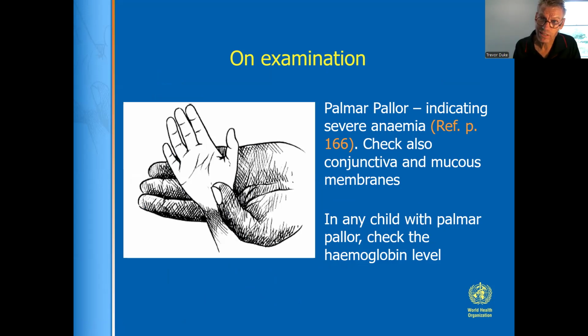And you can check the assessment of anemia on page 166 of the Hospital Care for Children book. You should check in 3 places. Check for palmar pallor, check conjunctival pallor, and pallor of the mucous membranes of the tongue and the gums. Any child with severe anemia or hemoglobin less than 6 or 7 will have pallor of all those areas. In any child with severe pallor, you should check the hemoglobin level if you can.